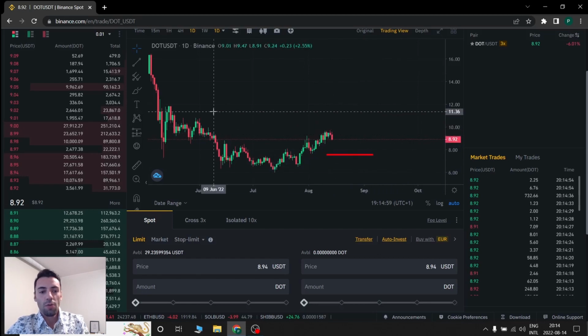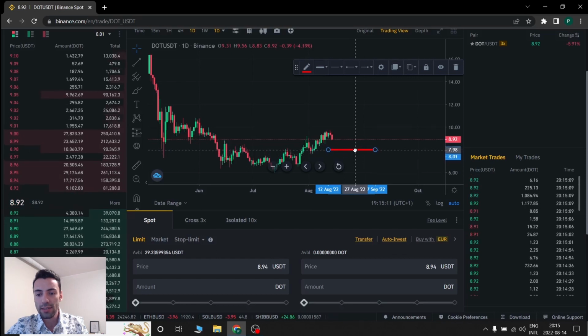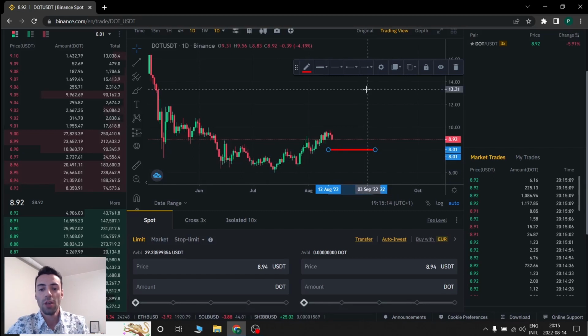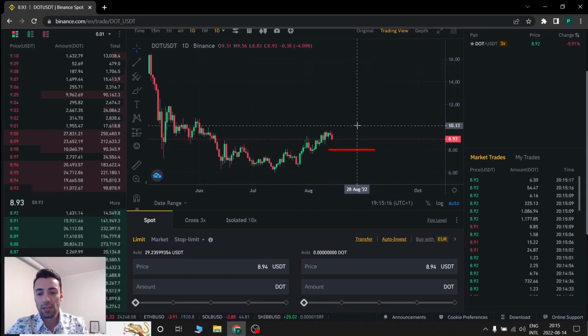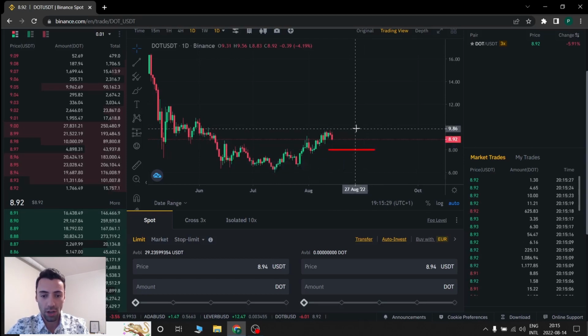So we predict that the price will decrease until here, and how much is it? It's 7.56. Let's make it simple, let's put it on 8. It's almost 8. So we predict that Polkadot will decrease to $8, so we want to buy at this price. I will show you the techniques of how you can predict and analyze the charts, but just now I just want to show you an example of how you can open the position.